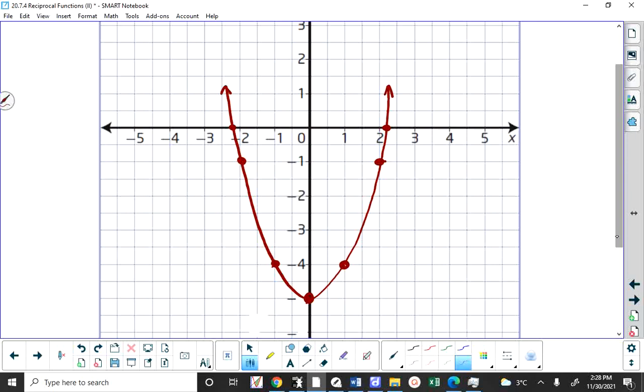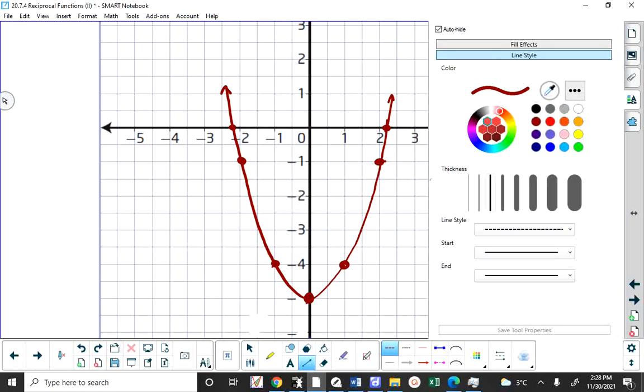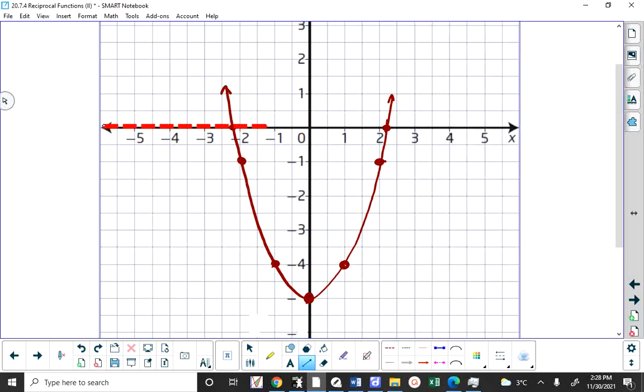So how do we draw? Just fix this a little bit. How do we draw the reciprocal? Very easy. Very easy. Aim. Let's draw in the asymptotes first. I'm going to do my reciprocal in red. So we are going to have a horizontal asymptote on the x-axis, and we are going to have a vertical asymptote wherever the graph crosses the x-axis.